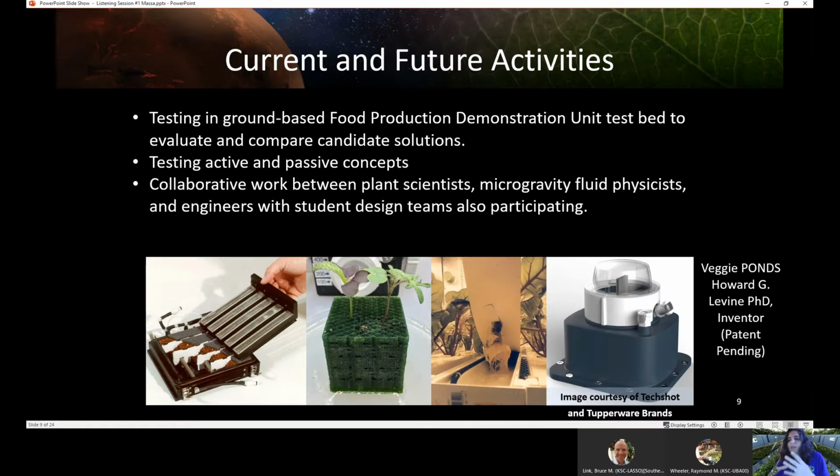So we're really intrigued to see how that will work, and we have some testing that'll go on early next year. And the third concept is one developed at Kennedy Space Center by Howard Levine and colleagues, and then modified by TechShot and Tupperware brands in conjunction with the fluid physics. This is the ponds unit that will be tested in Veggie soon. So we're hoping with all of these different parallel tracks to make some real progress in this important area.